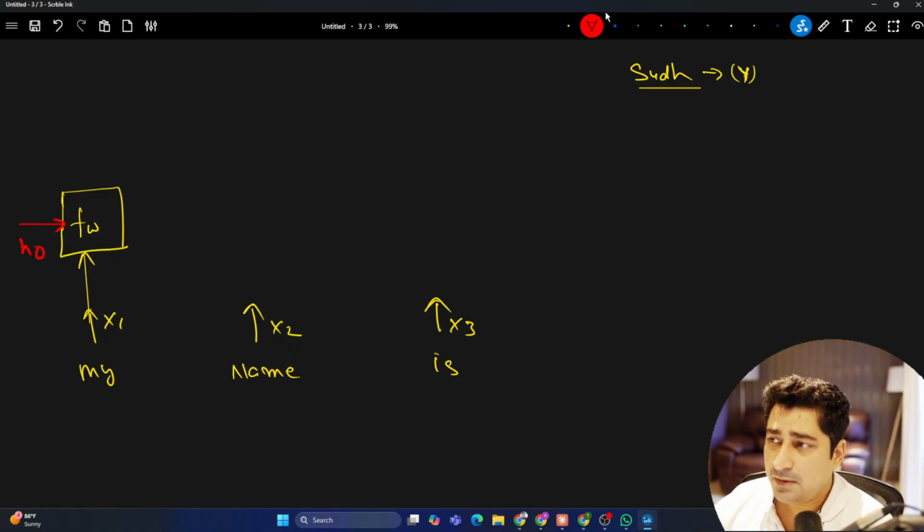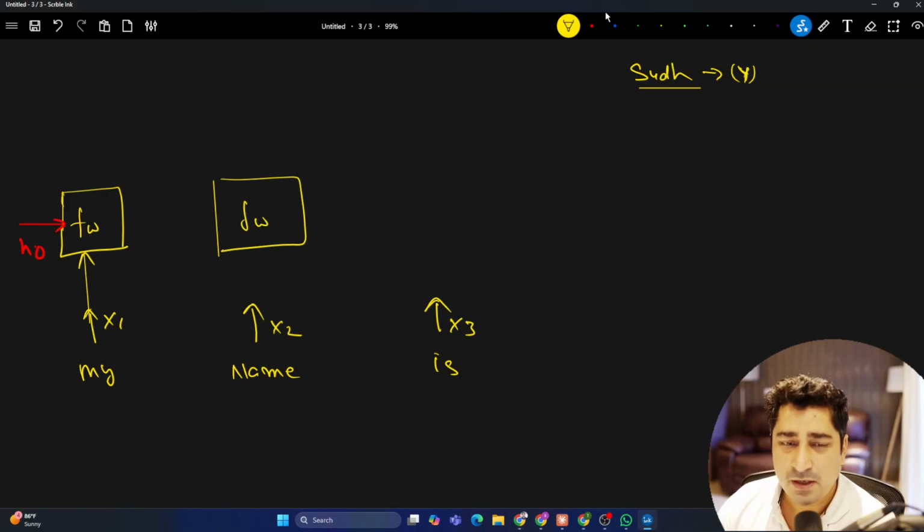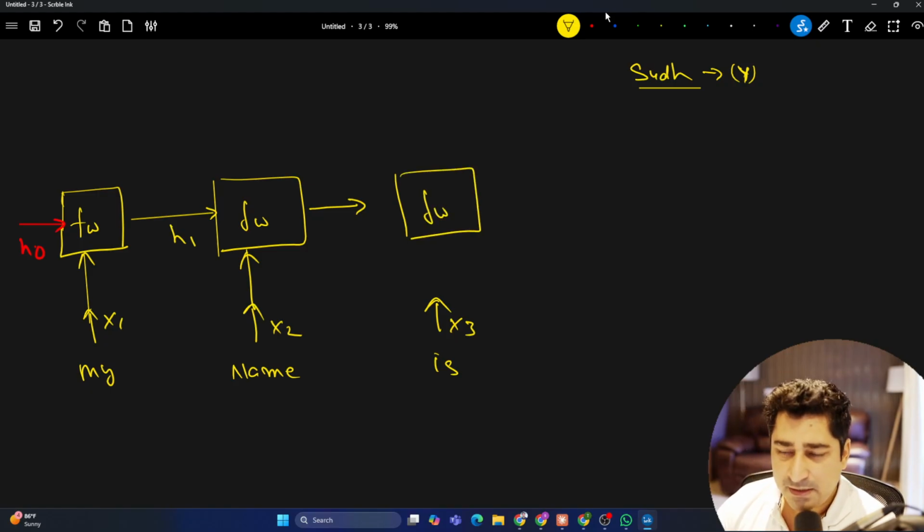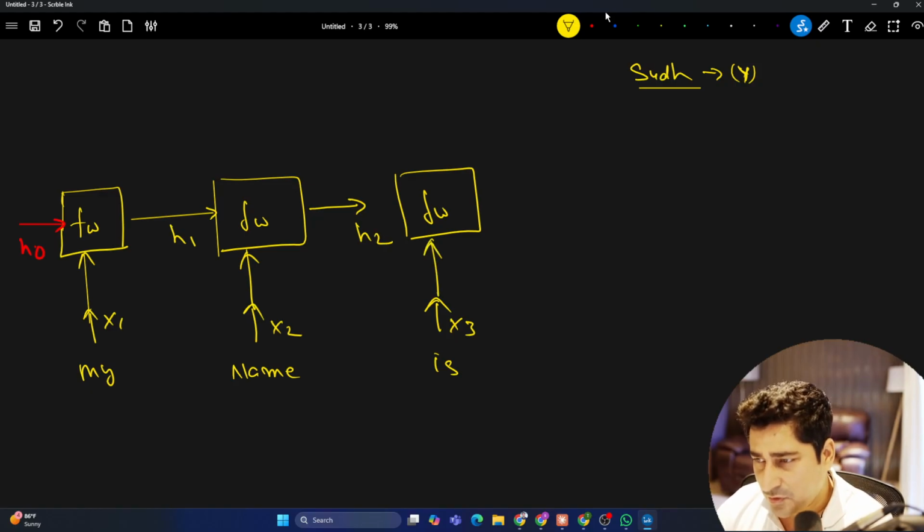Then there will be an X2. Again we will have a forward network, and from the previous layer it will be expecting some sort of input, so that it can understand the relationship between my and name. Then there will again be a forward network in this place, and it is going to take some input along with the current input. So every network is now taking two inputs, one from the current and one from the previous one.